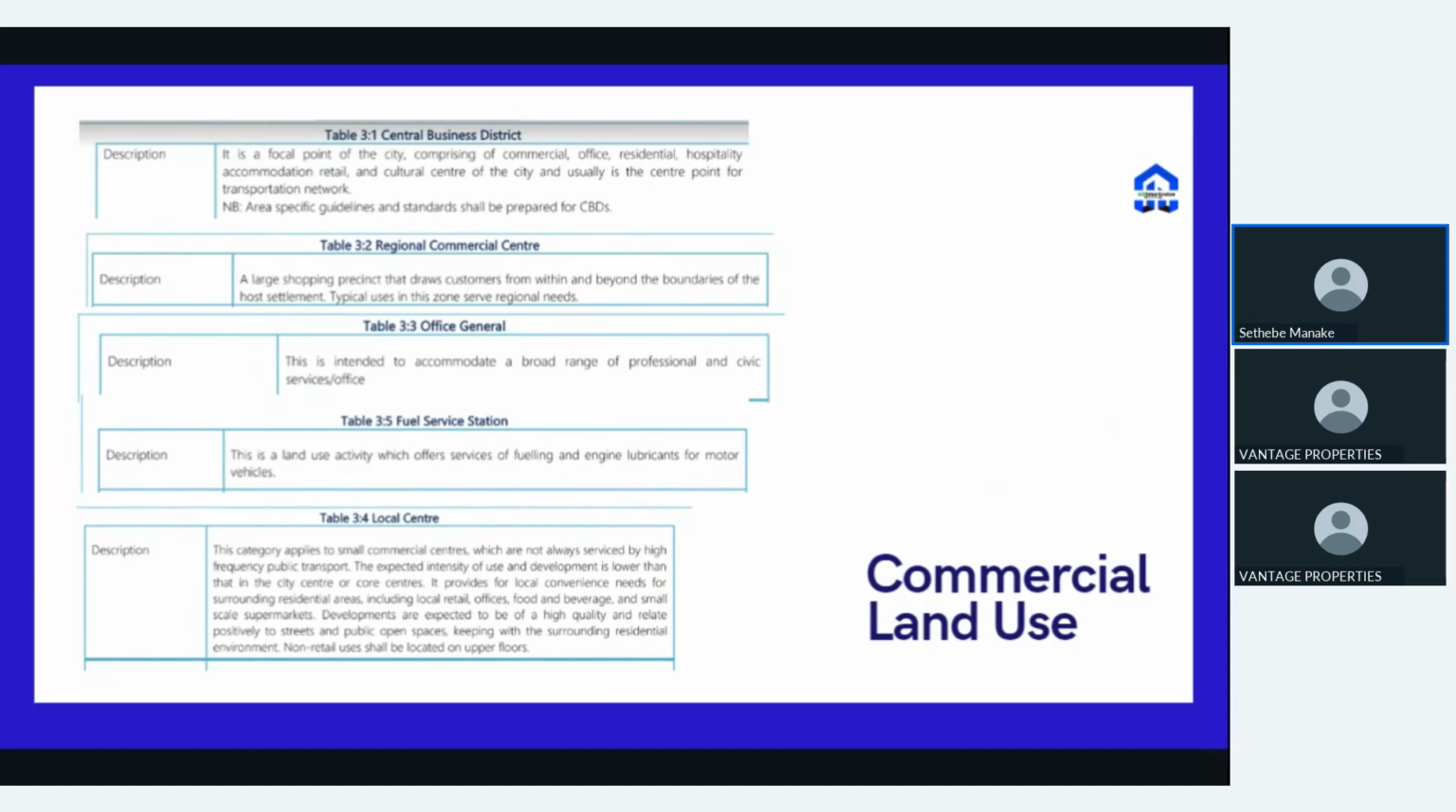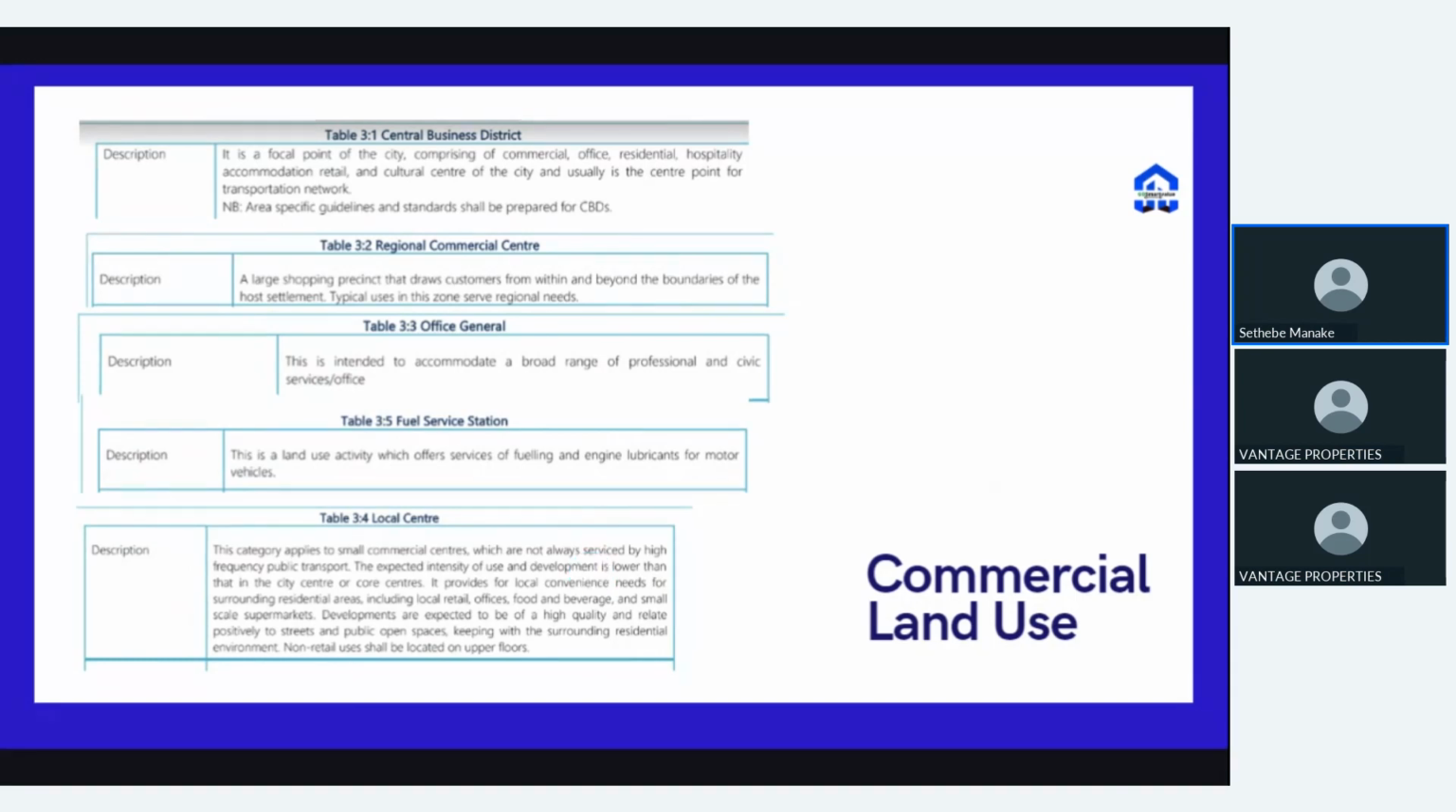And then there is Office General, which is intended to accommodate a broad range of professional or civic services offices. So if you change your land use into Office General, you must be accommodating the professionality. And then there's fuel station, that is a recognized commercial land use type. You have fueling, engine lubrication, and all of that. There are certain restrictions in zoning. And then the local center is usually the shop in a particular neighborhood.